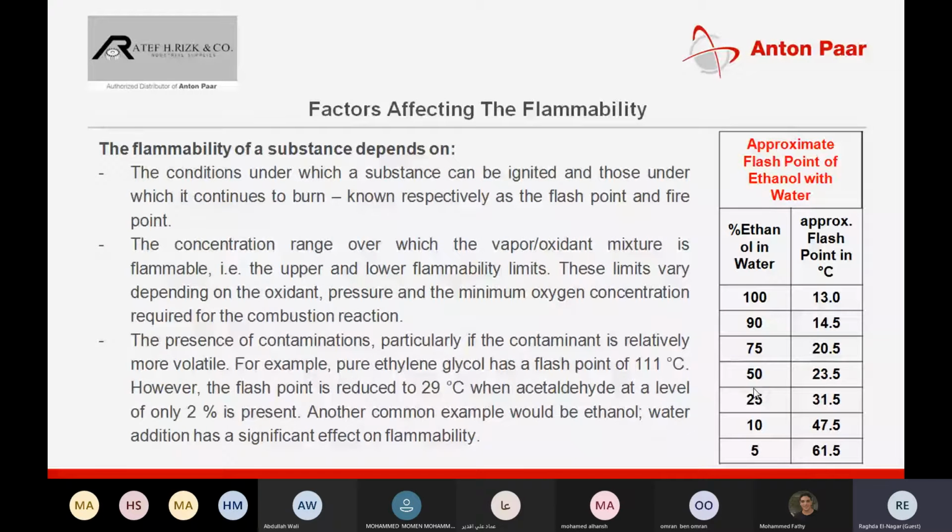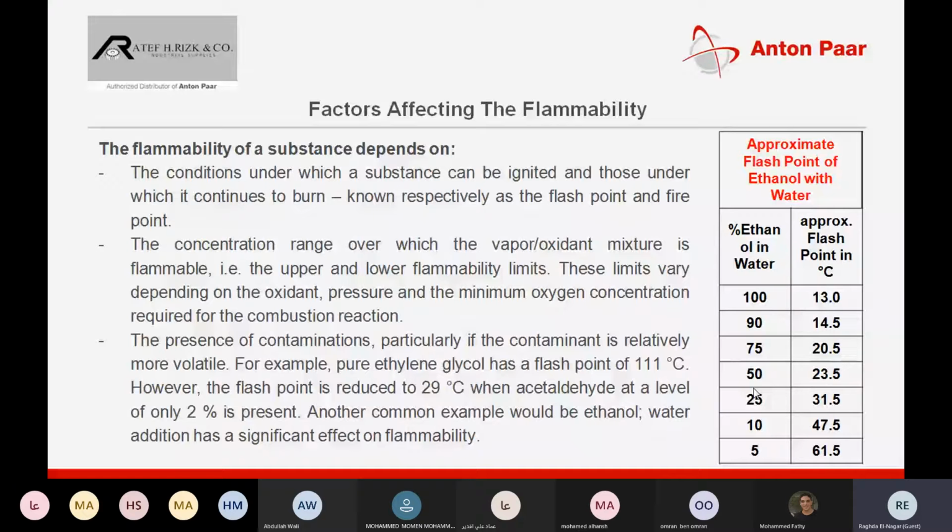There are many factors affecting the flashpoint or the flammability of the sample. Maybe the condition under which a substance can be ignited and those under which it continues to burn, which are known as flashpoint and firepoint respectively. The concentration range over which the vapor and oxidant mixture is flammable, the upper and lower flammability limits or range. These limits vary depending on the oxidant pressure and the minimum oxygen concentration required for the combustion reaction. The presence of contamination, particularly if the contaminant is relatively more volatile.